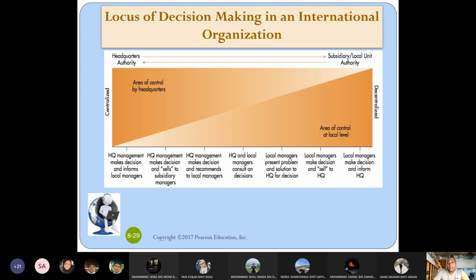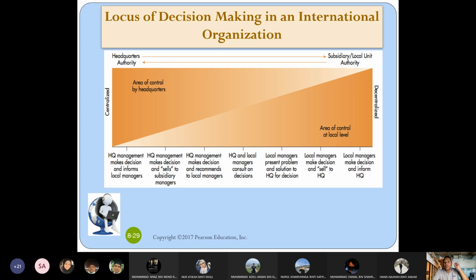And then the next one, I mentioned previously about whether organizations are more centralized or decentralized. If you look at the locus of decision making in international organizations: HQ management makes the decision and informs local managers. Second, HQ management makes the decision and sells it to subsidiary managers. Then HQ management makes the decision and recommends to local managers. And also, HQ and local managers consult on the decision.